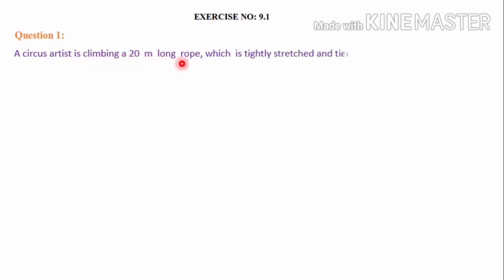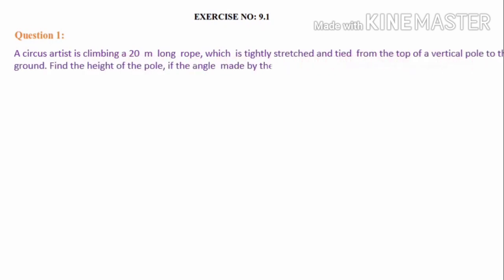Move on to exercise questions. Exercise 9.1, question number 1. A circus artist is climbing a 20-meter long rope which is tightly stretched and tied from the top of a vertical pole to the ground. Find the height of the pole if the angle made by the rope with the ground level is 30 degrees.